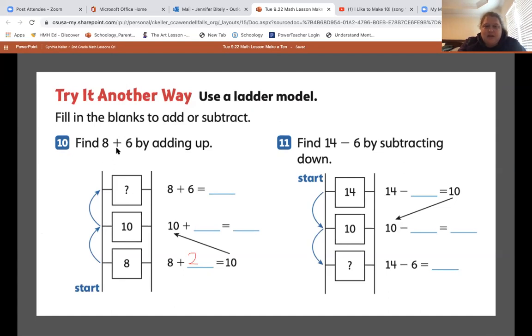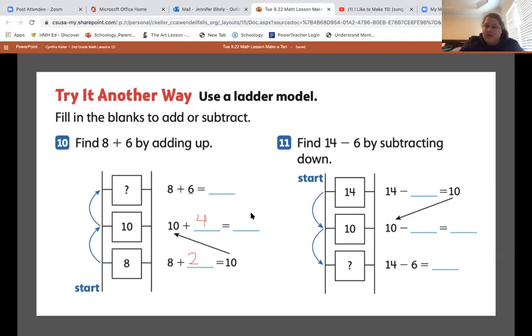Well, let's see. We're trying to find 8 plus 6 by adding up. But you know what? We already have 2 that we've used. So if I know in my head I'm trying to add on a total of 6, which is this one right here, I'm going to take away those 2. 6, 5, 4. I'm going to have 4. So I need to add on 4.